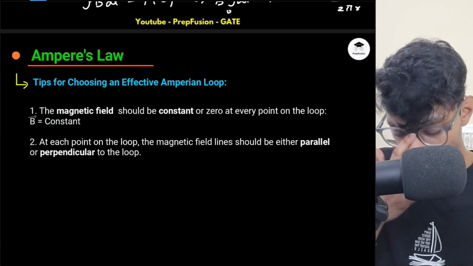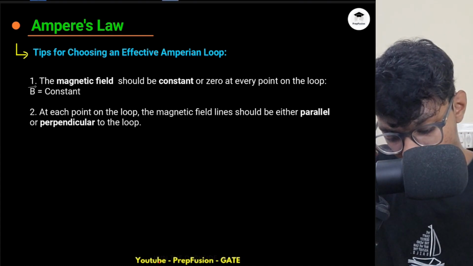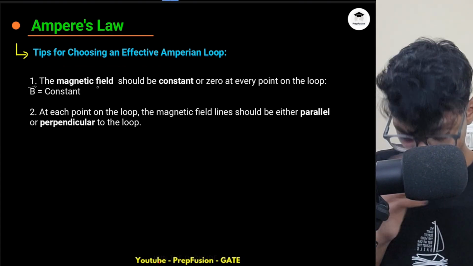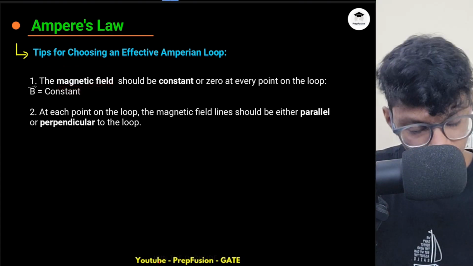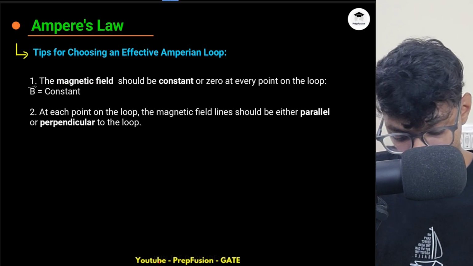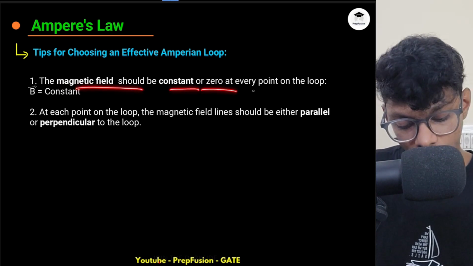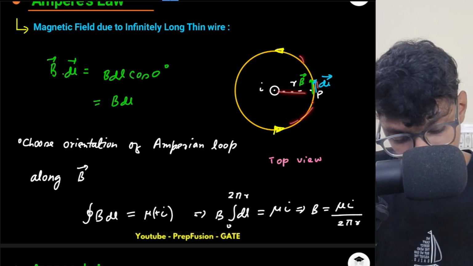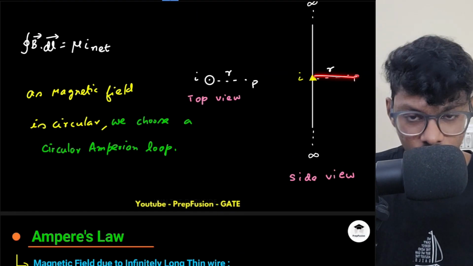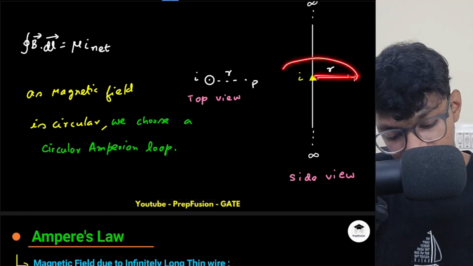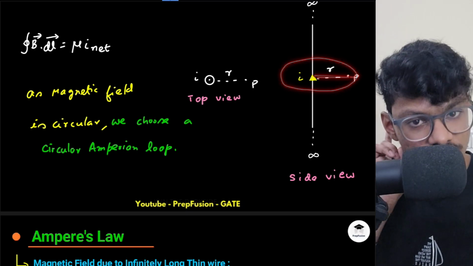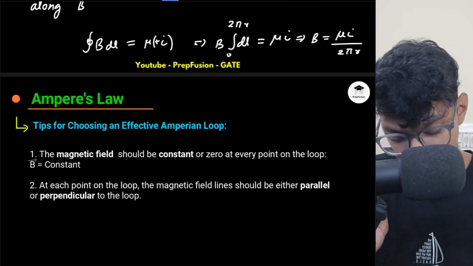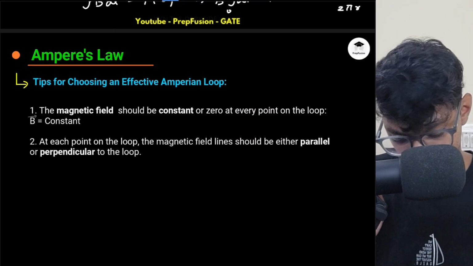Okay, so what are a few tips for choosing the effective Amperian loop? We will use Ampere's law only when the magnetic field is constant or 0 at every point of the loop. Here, at every point of the loop the distance is always r, and the magnitude of the magnetic field will always be constant. That's why we choose the Amperian loop like a circle.